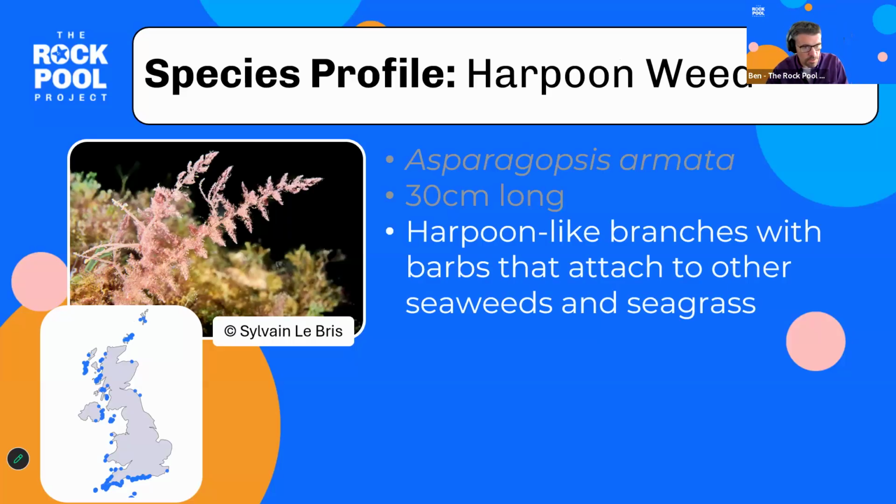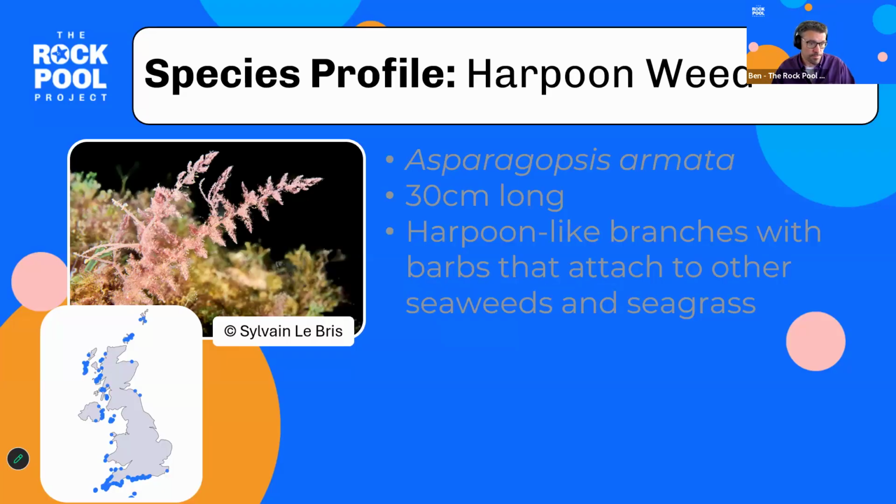You remember for Bonnemaison's hookweed, we had those crozier hook shapes on the seaweeds to identify them. These have got similar structures, but instead of being curled and hook-shaped, they're very straight and harpoon-like with barbs. And they actually use those barbs to attach to other seaweeds and other things in the sea that help them to disperse from place to place. And the feathers are shaped a little bit like little tiny pink Christmas trees.